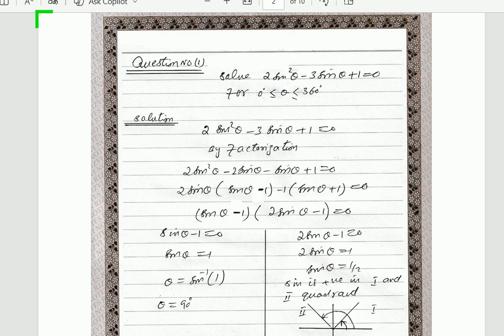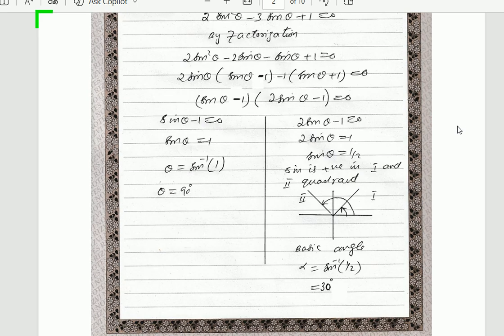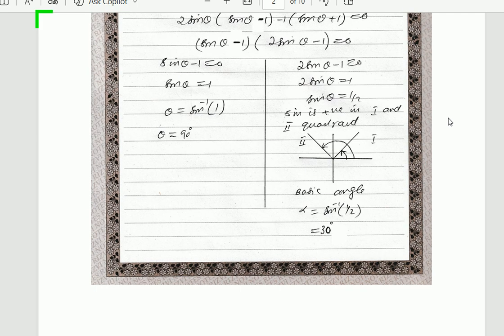Now for the second option, 2 sin theta minus 1 equal to 0, sin theta is equal to 1 by 2. We know that sin is positive in the first and in the second quadrant. So our terminal will lie in the first and in the second quadrant. In this case, we shall calculate the basic angle. Basic angle is the angle we calculate in order to calculate the angle in the first and in the second quadrant.